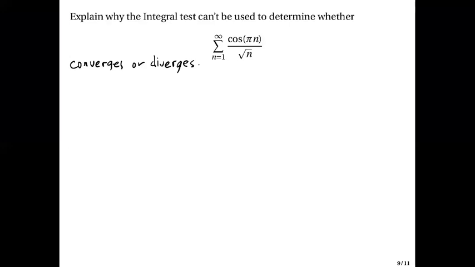So what do you think is the reason? So since cosine pi n, this is either 1 or negative 1. It is 1 when n is even, and it is negative 1 when n is odd.